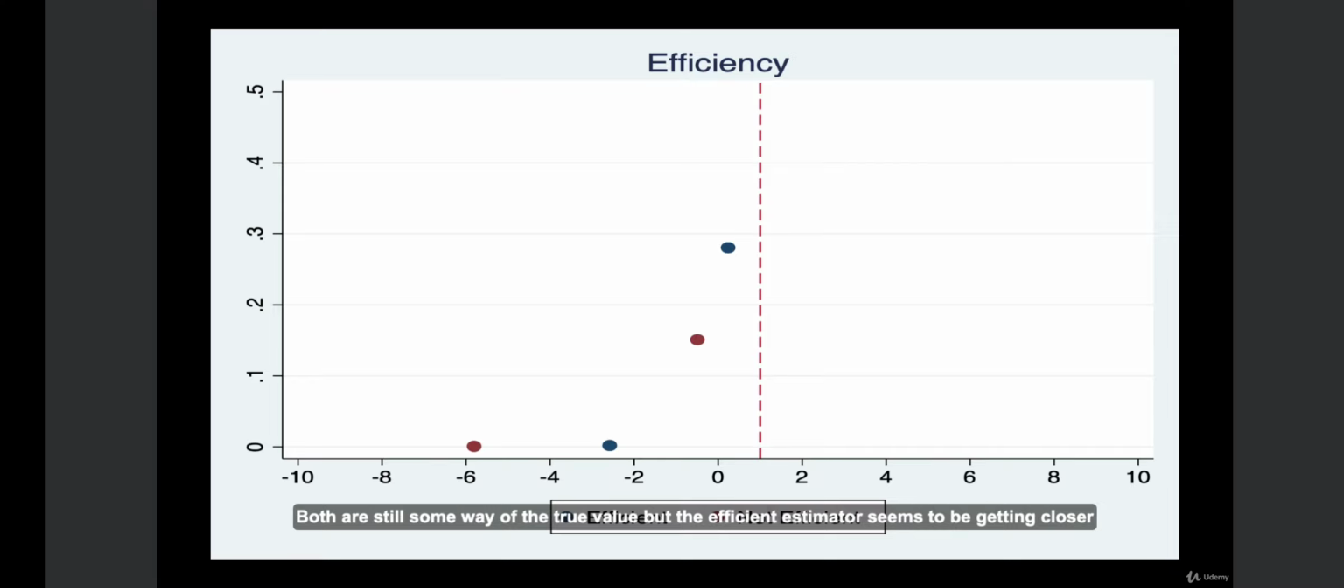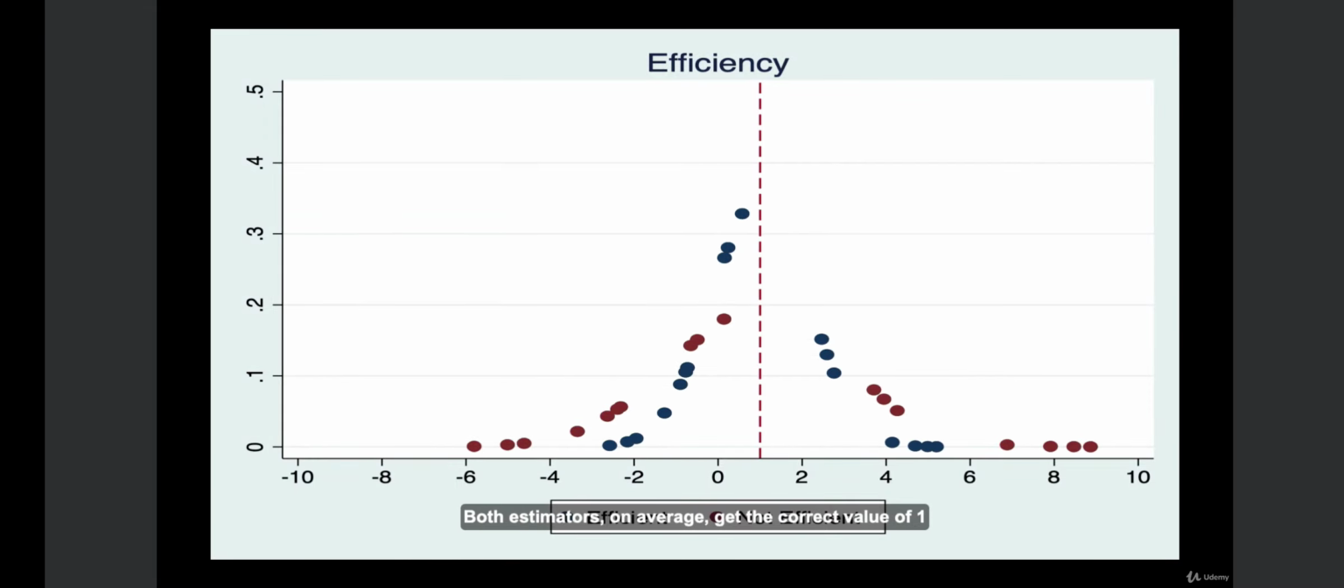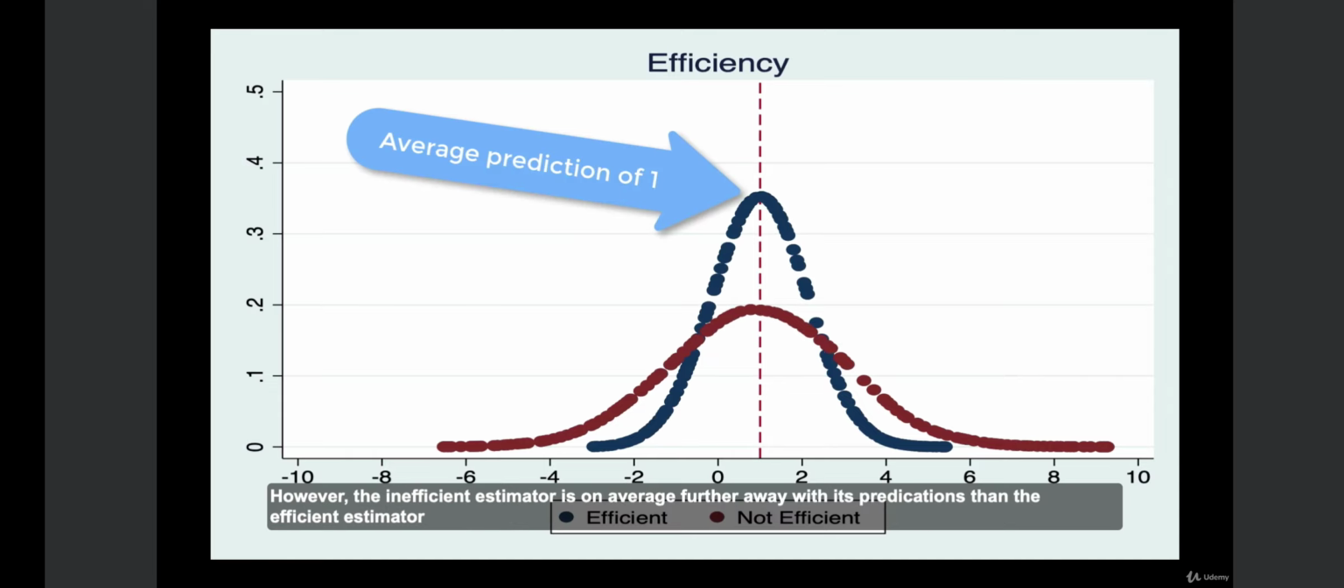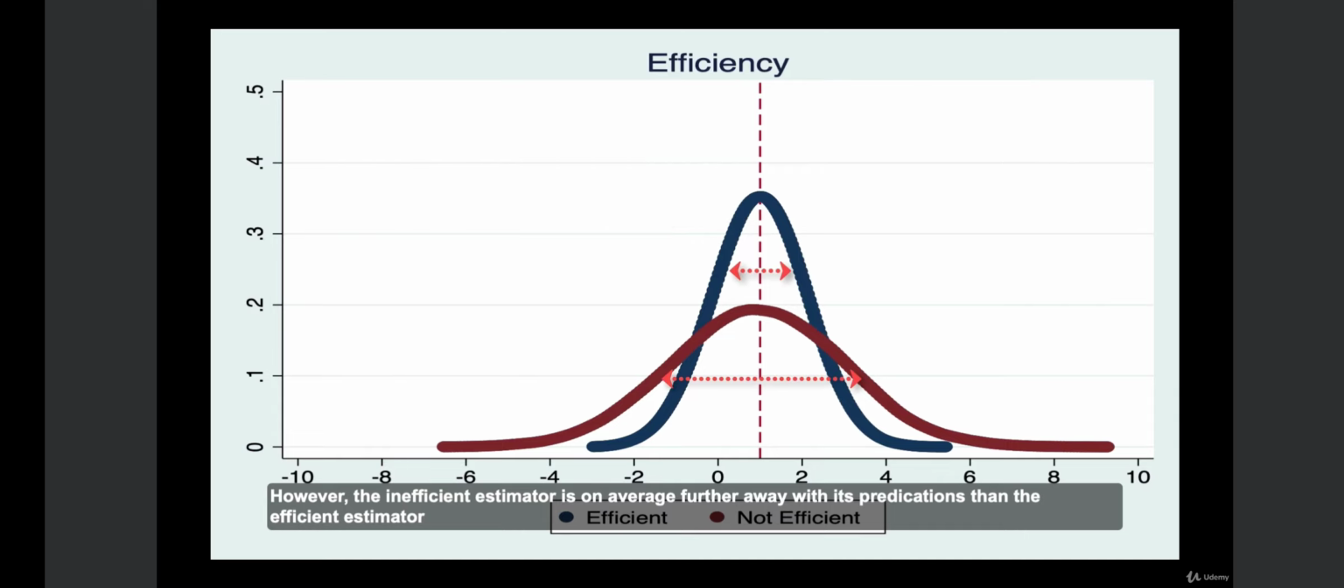Both are still some way off the true value, but the efficient estimator seems to be getting closer. Now let's go ahead and repeat this process quickly, hundreds of times, and see what happens. Both estimators, on average, get the correct value of 1. However, the inefficient estimator is on average further away with its predictions than the efficient estimator.